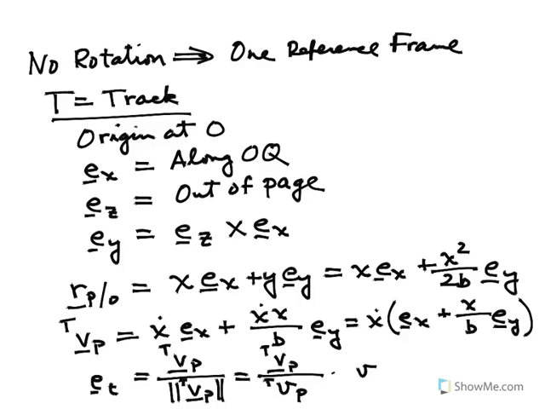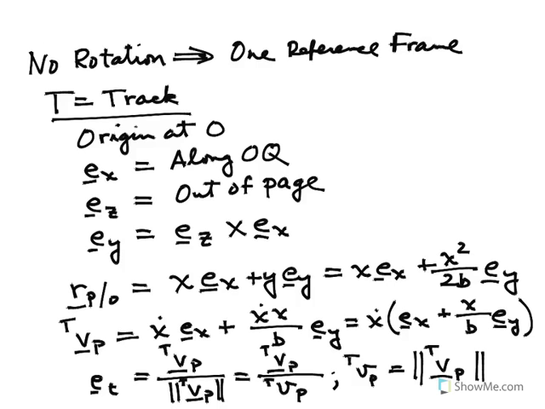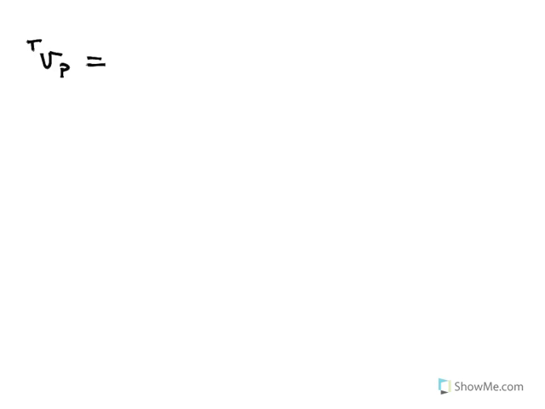So Vp is the magnitude of the velocity of p as viewed by an observer fixed to the track. So let's compute the speed. The speed is equal to, again assuming x dot is positive, x dot times the magnitude of the quantity in parentheses, which gives us x dot times the quantity 1 plus x squared over b squared, to the 1/2.